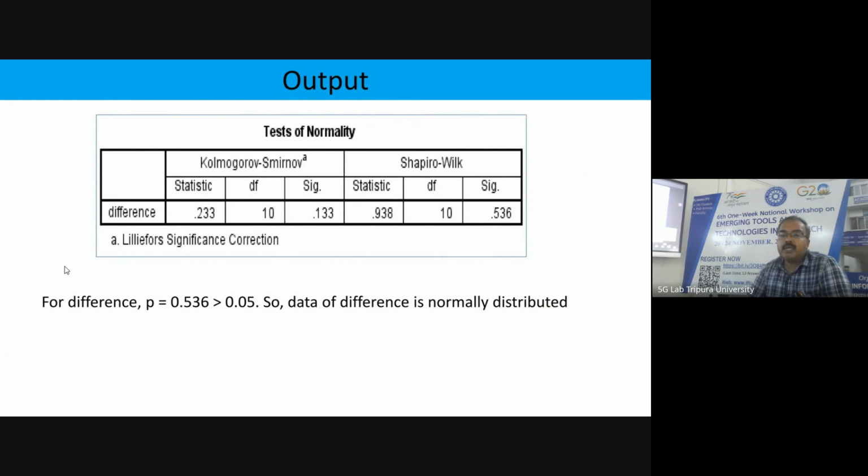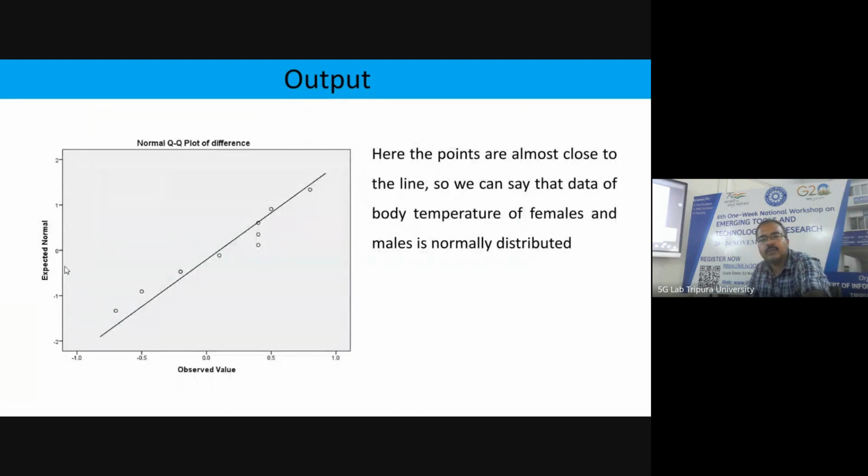For the difference, p equal to 0.536 is higher than 0.05, so the data of the difference is normally distributed. You had two sets of data, one before, the other after. You calculated a third one and you are actually testing the third one, that is the difference. You are not measuring before, neither are you measuring after. You are measuring the change, after minus before, and you are seeing whether that data is normally distributed or not. More or less, it's okay.